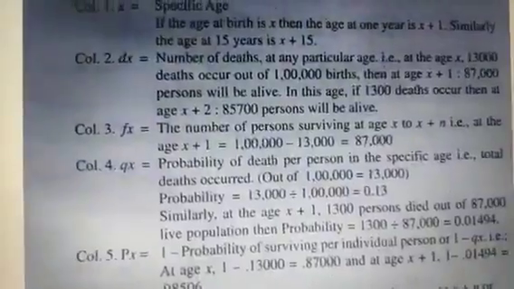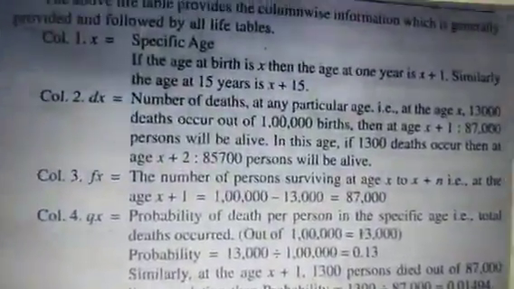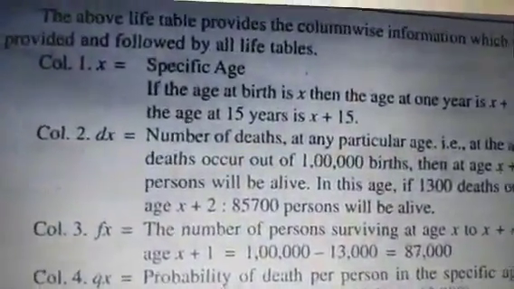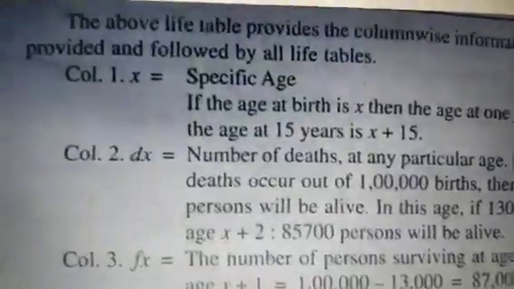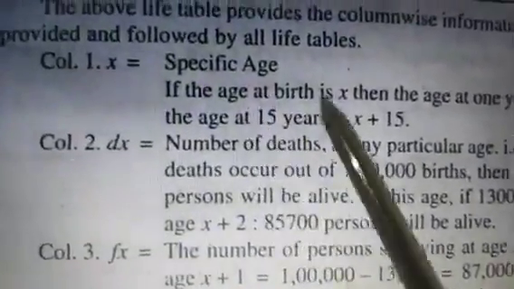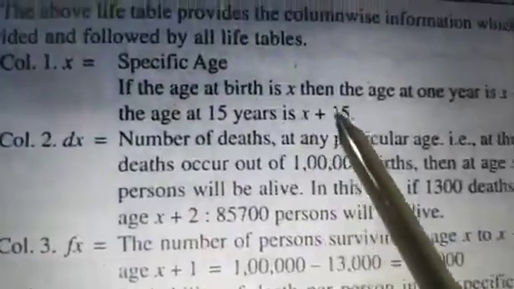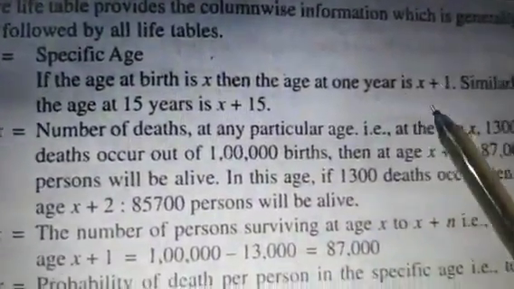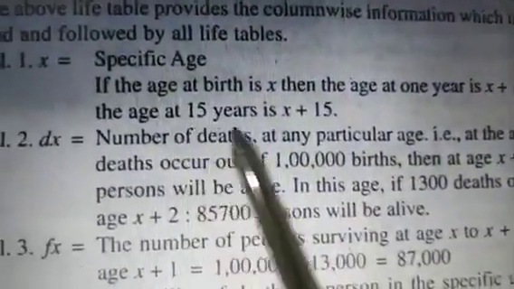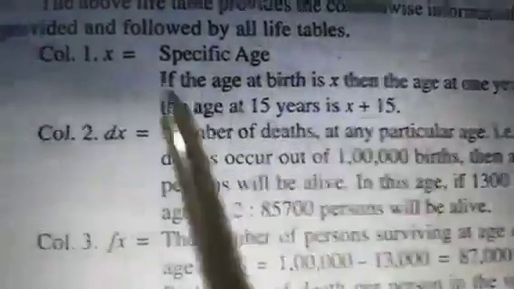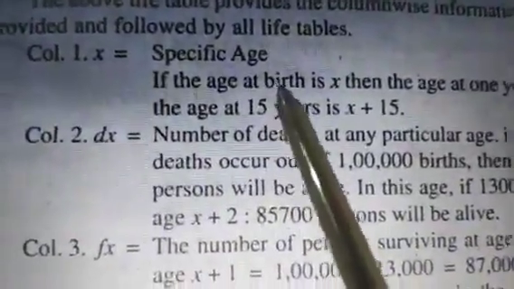I will not deal with this, but again in the last slide I can explain only what is column 1. Column 1 is x equal to specific age. That is, if the age at birth is x, then the age at 1 year is x plus 1. Similarly, the age at 15 years is x plus 15. So this is the first column, that is specific age.